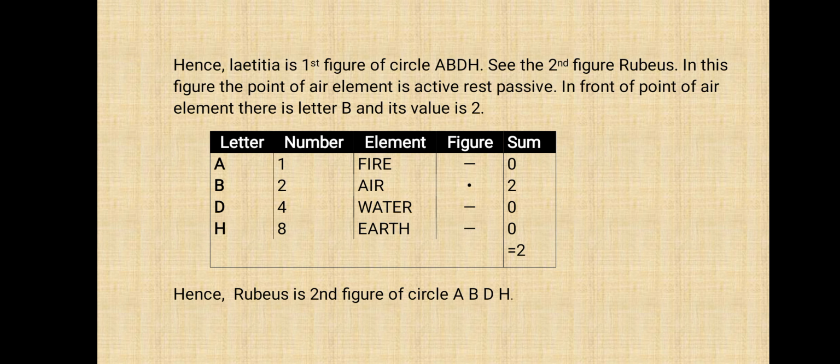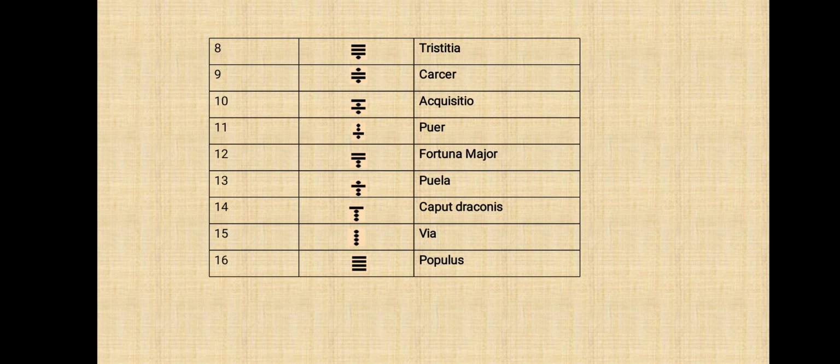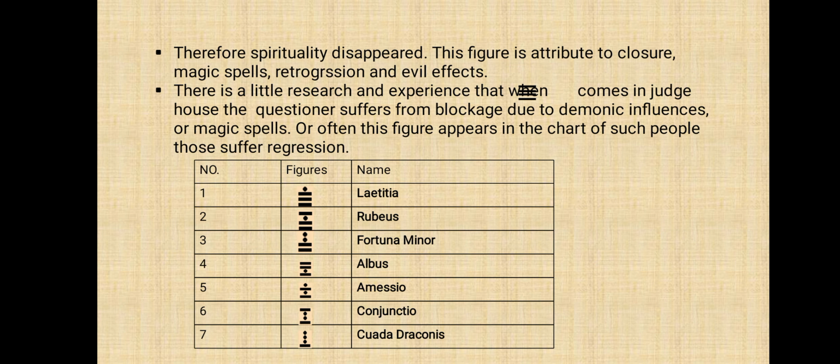Okay. If someone asks you what is the second figure of Abda, then we know that at the place of the second, B, we will put a dot, while all the three elements fire, air, and earth will be lines. So it will become the second figure, which we are very well versed about. It will be Rubius.